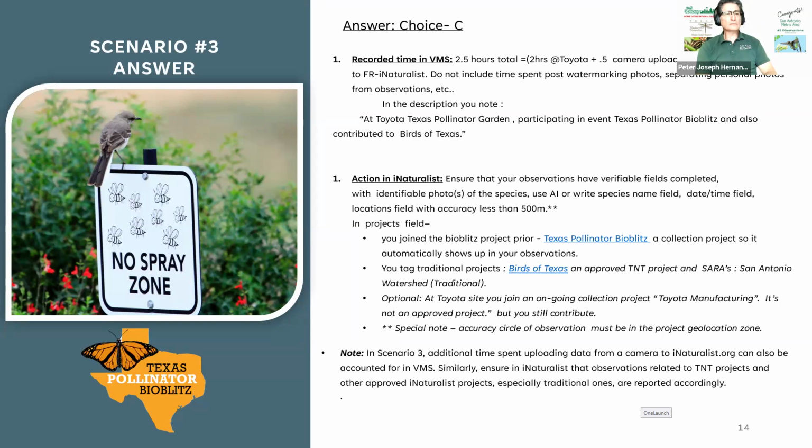But on the flip side, on iNaturalist, ensure that you're, again, uploading verifiable photos. They're all wild. And you make sure that you identify the species, the date and time, accuracy, location, and so forth. You've also pre-joined your Texas Bioblitz, Pollinator Bioblitz, and those that were tagged as birds, you went back and tagged them because it's a traditional project. And optional, Toyota does have their own project. It's not an approved project, but yes, you could participate in that project itself.